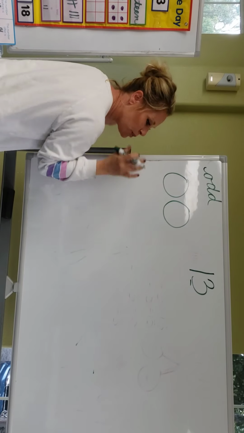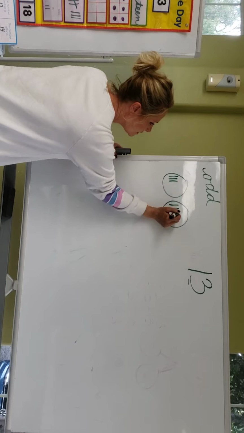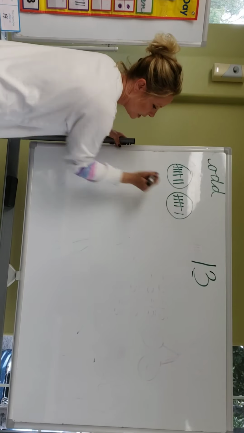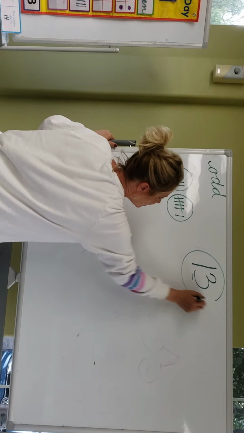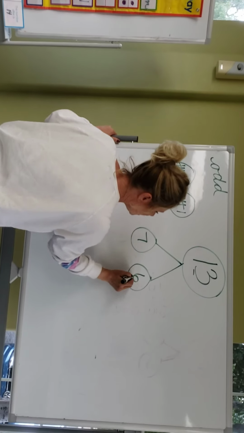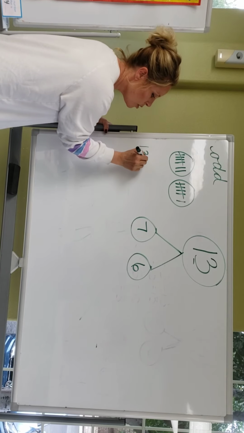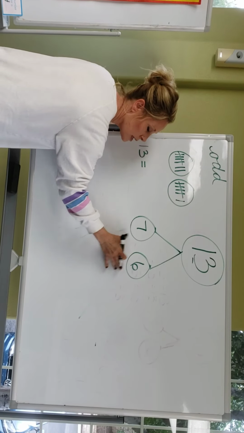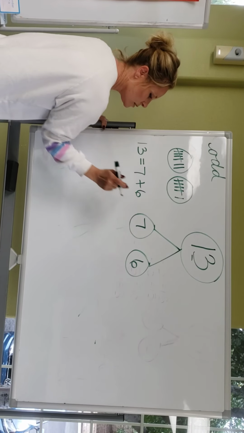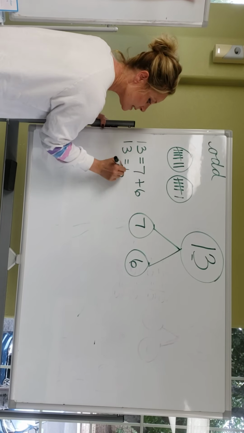We have two tables. Let's put people at the tables. 1, 2, 3, 4, 5, 6, 7, 8, 9, 10, 11, 12, 13. There are 7 people at this table and only 6 at this one. 7 and 6. Let's do those equations. Let's start with the whole. The whole is equal to the parts. 7 plus 6 equals 13. Now let's go backwards. Let's do 13 equals 6 and 7.